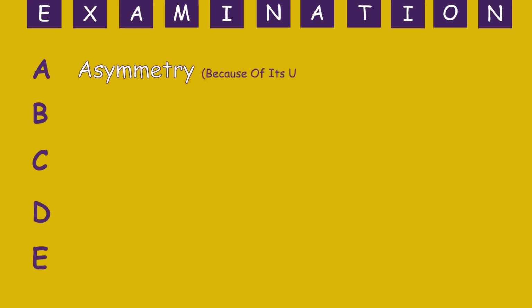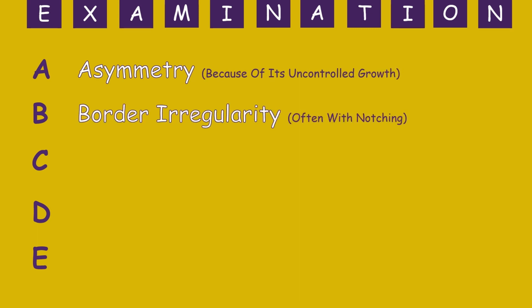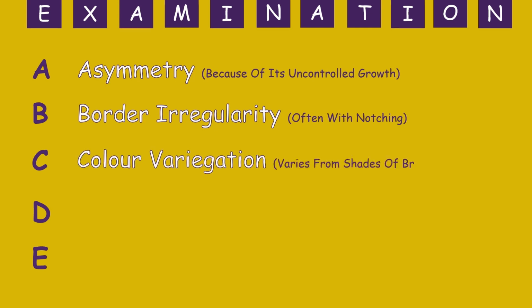For a colored lesion to be suspected as melanoma, we look for A, B, C, D, and E, where A is asymmetry, which could be because of uncontrolled growth. B is border irregularity, which is often seen with notching. C is the color variegation. The lesion may vary from shades of brown to black, white, red, and blue.